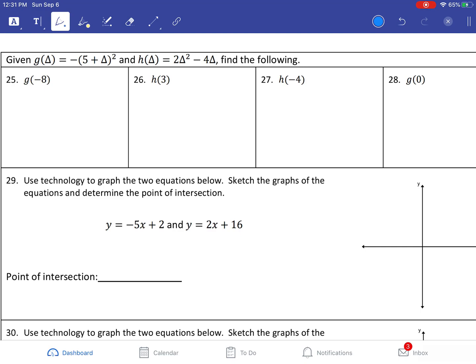So we're given 2 separate functions. We're given this one, g of triangle, and there's the expression for it, and an h of triangle, and there's the expression for that one. And what we're going to do is put those values for the problems into the expression. So the first one says g of negative 8. This does not mean we're multiplying negative 8 times all that stuff. It means we're putting negative 8 for any time we see a triangle in the expression.